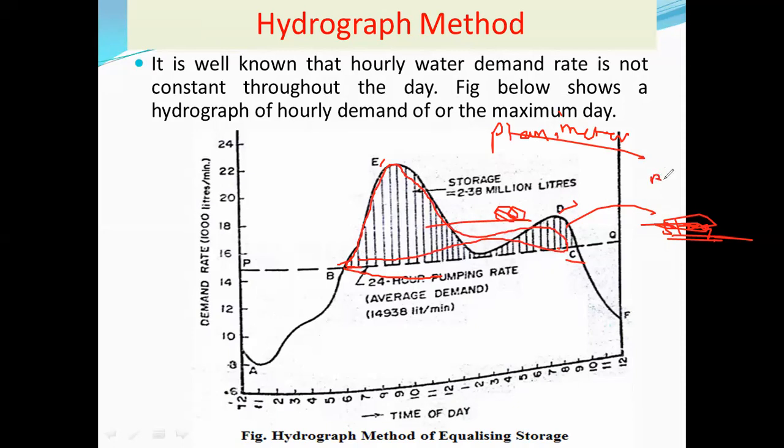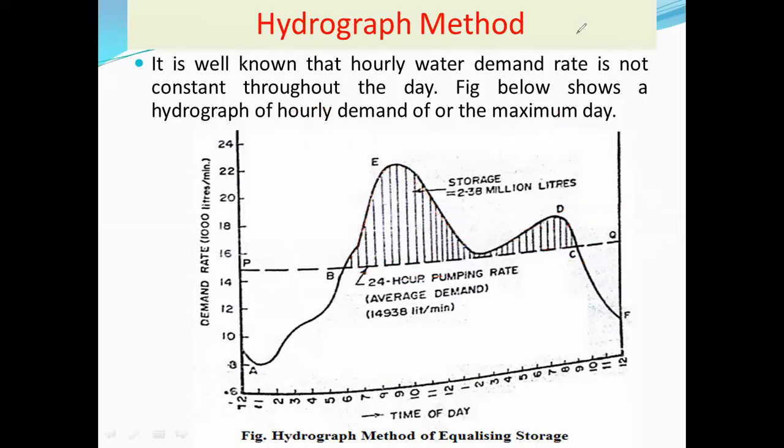Then if you multiply this area by the per hour demand, then you will get here the volume. हे आपल्याला या ठिकाणी काय भेटेल? Volume आपल्याला त्या ठिकाणी भेटतं. So this volume is nothing but the storage capacity of the distribution reservoir. Okay, so likewise we can also find out the storage capacity of the reservoir, and this method is called the hydrograph method. So it is well known that hourly demand rate is not constant throughout the day.